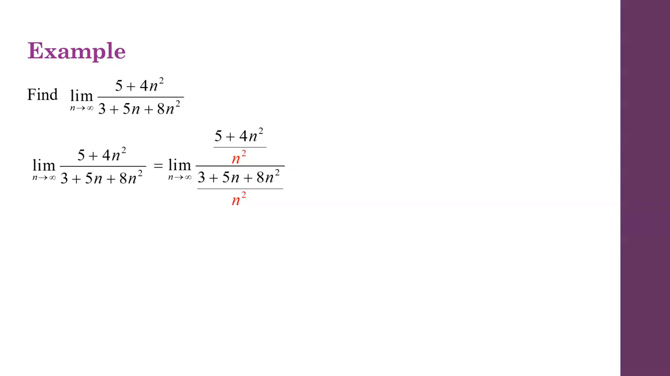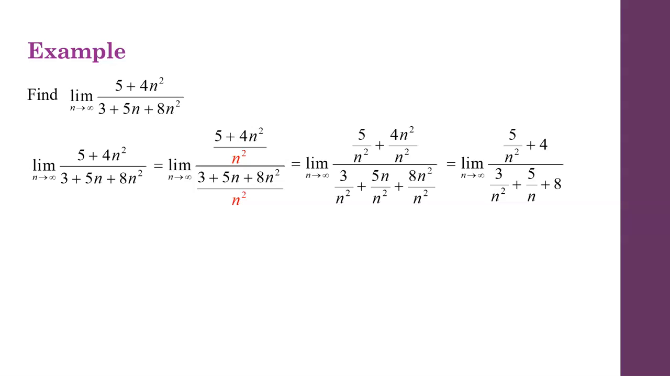So we divide the top and the bottom by n squared. That's the highest power of n that's in the denominator. And then I break up these polynomials and put each term over n squared. And then I can simplify some of these fractions. So for example, 4n squared over n squared is just 4, and 5n over n squared I can reduce by one of the n's and get 5 over n, and 8n squared over n squared is 8.